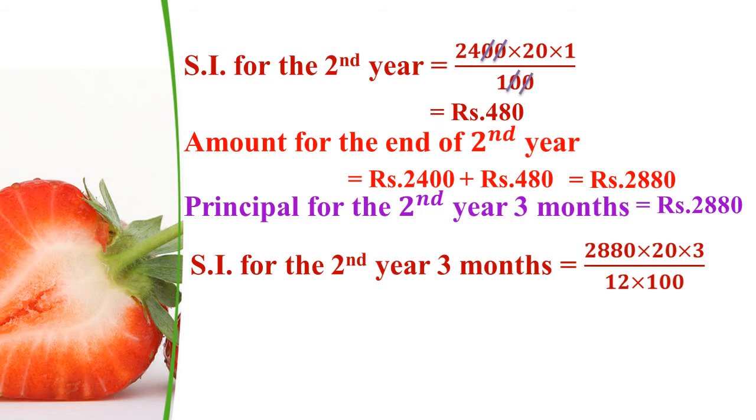Time should be expressed in years. If it is given in days, weeks or months, first we should convert it into years. Here given in months. So first we should convert this month into year. So 3 by 12.